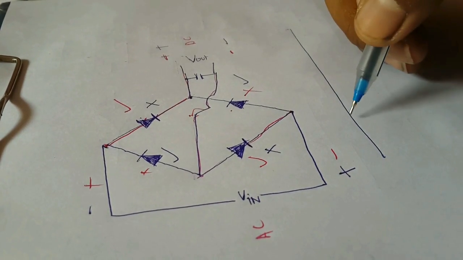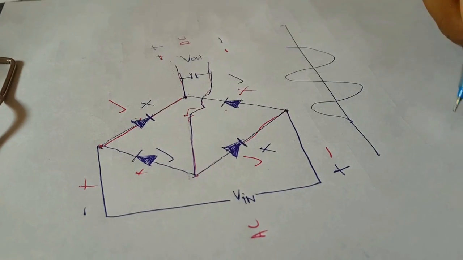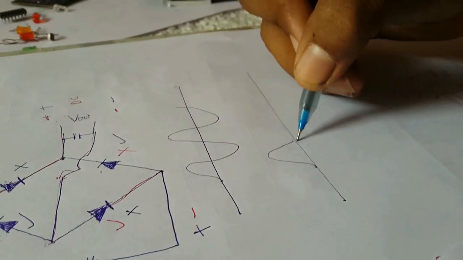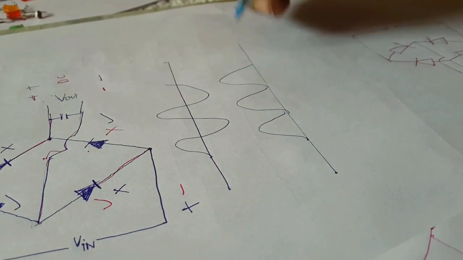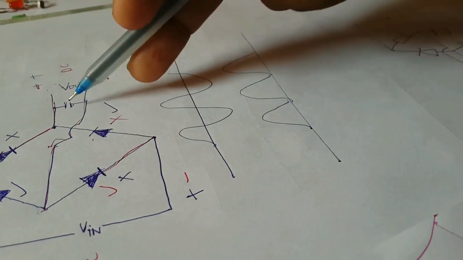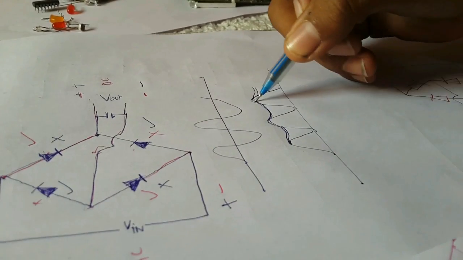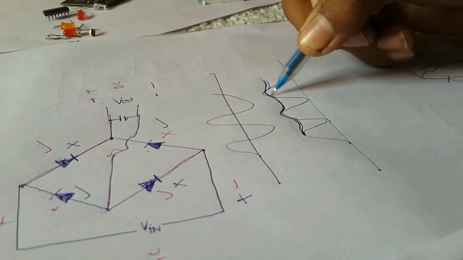The normal input was something like this, and the output that we received is this. These are the voltage peaks, and after joining the capacitor, the waveform is now quite similar to that of DC.